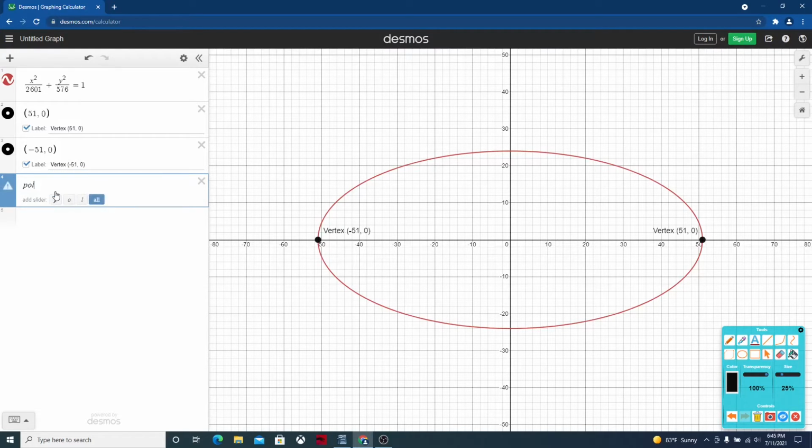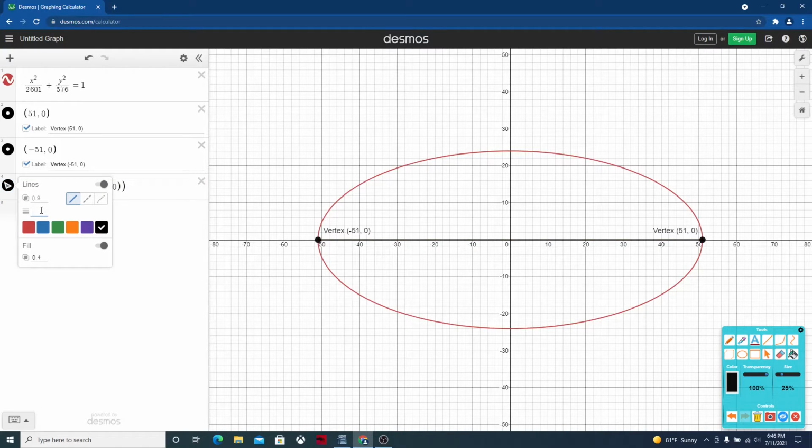So here's how we can make a line segment on Desmos. We're going to make a polygon, but our polygon is only going to contain 2 points. It's going to contain the point 51, 0, and then also the point -51, 0. Okay, and we're going to make that black. And let's make that a thickness of 6 pixels. Okay, so that is our major axis.